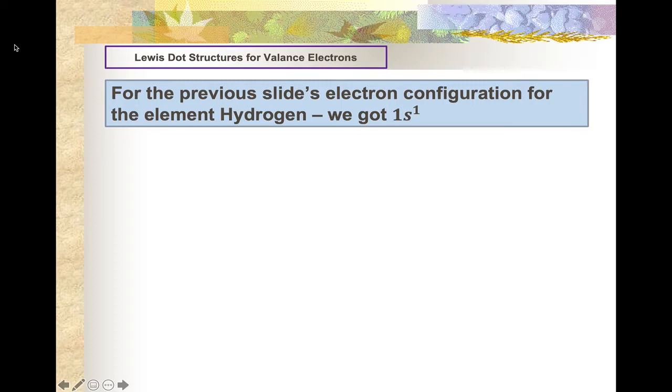So for the previous slide, we talked about the element hydrogen, the first one, in group 1, and it's on the first period or the first row, so it has one ring. And when we got that, we said 1s1. It's in the S block, left-hand side. It has one electron, which happens to be a valence electron because it only has one ring.